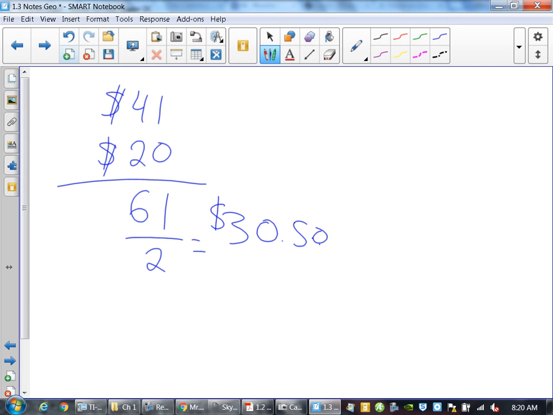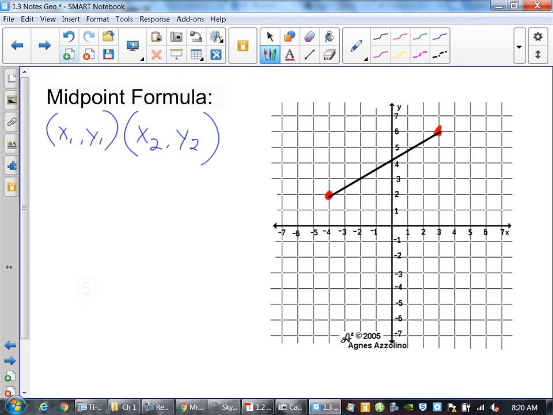That's it. So when you look at ordered pairs, there's one x value, there's the other x value. You're finding the average of the x values. You're finding the average of the y values. That gives you your midpoint. Always. Always, always.